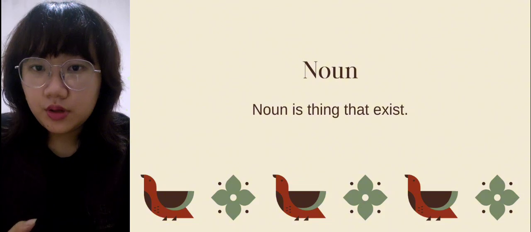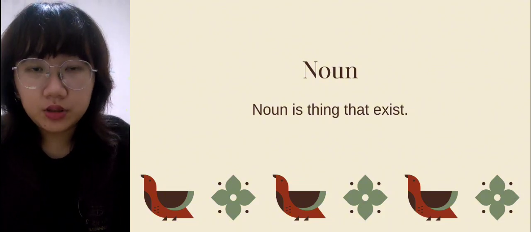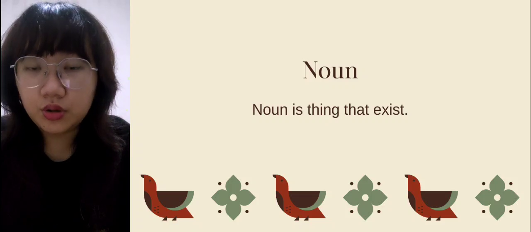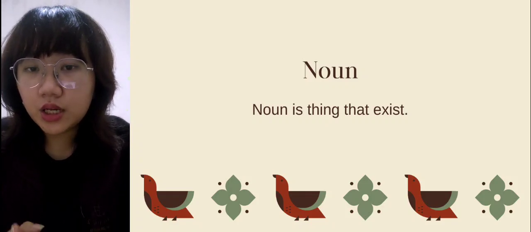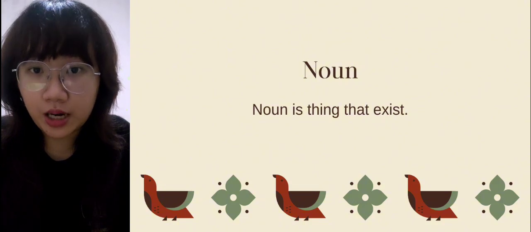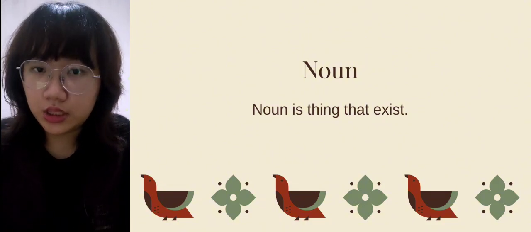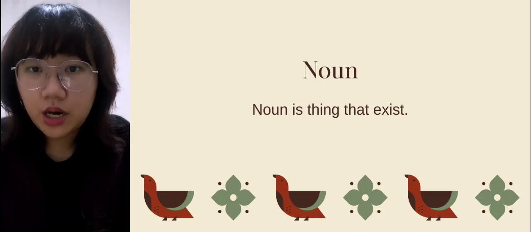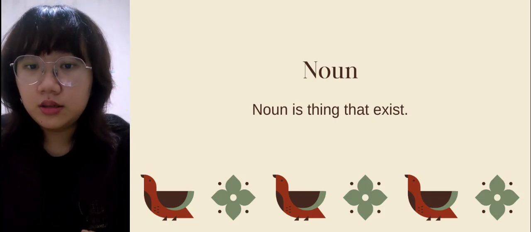Physical nouns, for example, apple. You can see apple, you can touch it, you can feel it. But there are also nouns that cannot be seen by our eyes. It exists, but you just cannot see it. For example, idea. You cannot see it, but you know it is there.